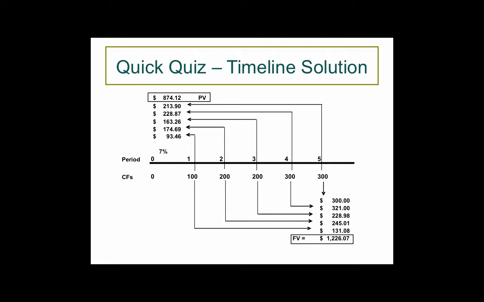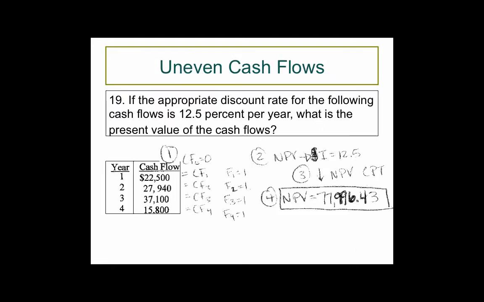That sounds a little bit confusing, so why don't we look at some problems from the test guide to make sure that you guys are fully prepared for the exam. Let's start with problem number 19. If the appropriate discount rate for the following cash flows is 12.5% per year, what is the present value of the cash flows? So you've got all these cash flows that are neatly typed out and then all of my handwriting gibberish. And step 1 will be to enter all of these cash flows, right?